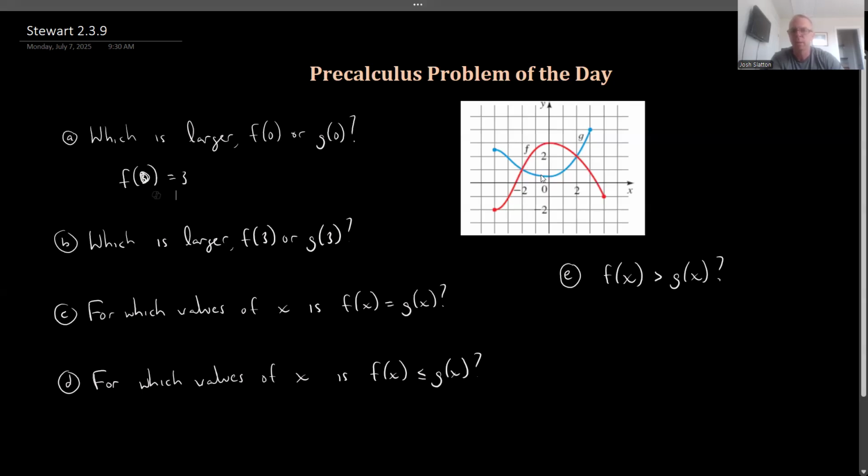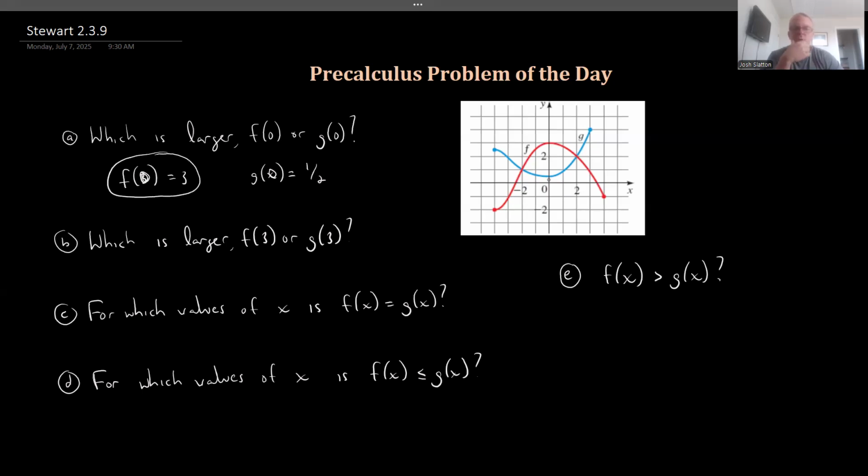And then g of 0 is going to be right down here. We'll estimate, it doesn't really matter exactly what the value is, that it is about 1/2, we'll say. So which is larger, f of 0 or g of 0? That would be f of 0.